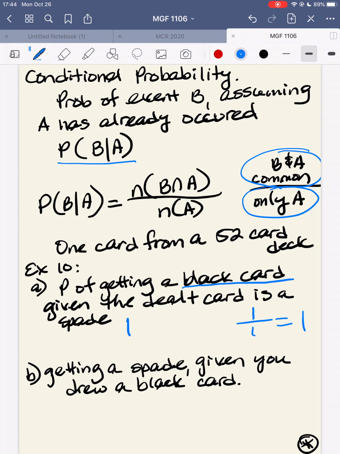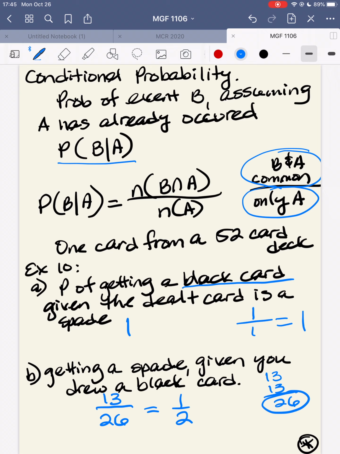The probability of getting a spade given you drew a black card. Each suit is 13. Spades and clubs are both black cards, so black cards are 26. So the probability of getting a spade given you were given a black card: the number of black cards, my only A, is 26. My number of spades, the suit, is 13. So your probability here is 1/2.